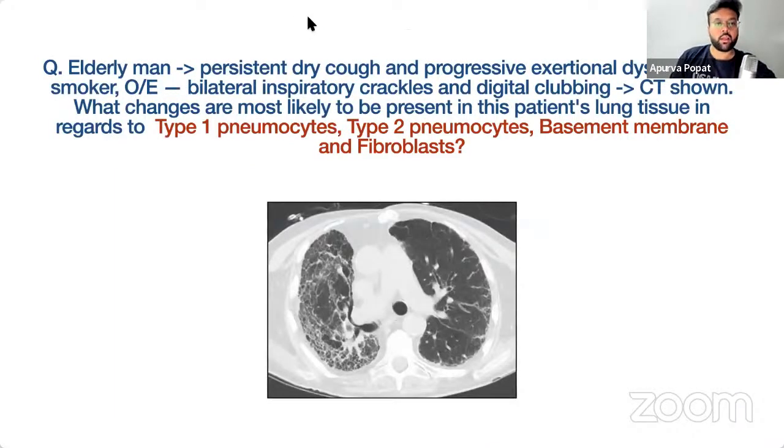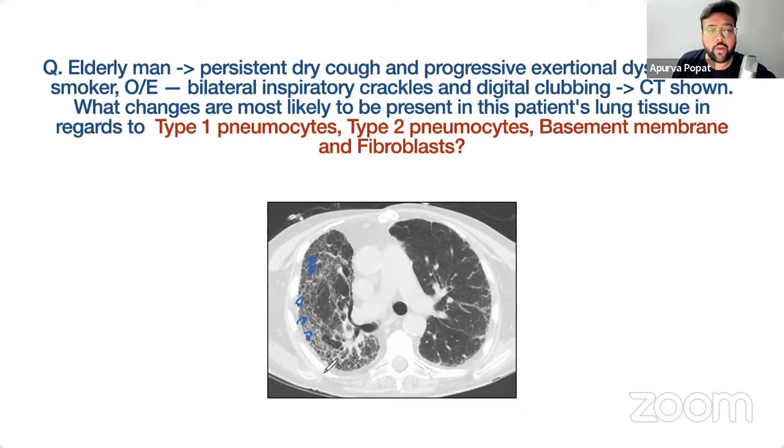If a patient comes to you, for example an elderly man with dry cough and progressive exertional dyspnea, he was an ex-smoker. On examination, there are bilateral inspiratory crackles and also digital clubbing. CT is shown here. You see extensive fibrosis. How do you know this patient has extensive fibrosis? Because you see a lot of honeycombing right here, and because of fibrosis, you see radial traction.